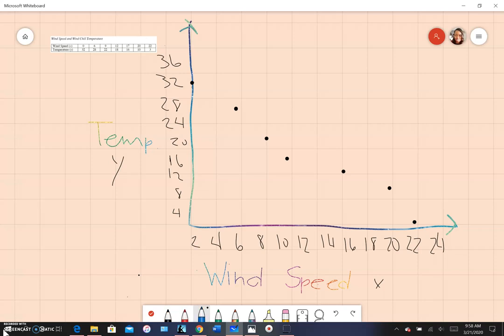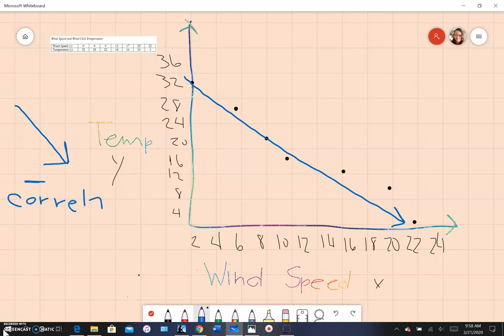So, for this graph, I can see my points are all going down to the right. What type of correlation is down right? We have a negative correlation this time. So that means as my wind speed increases, my temperature decreases. So as x increases, my y decreases. So the higher my wind speed, we can see the lower my temperature.